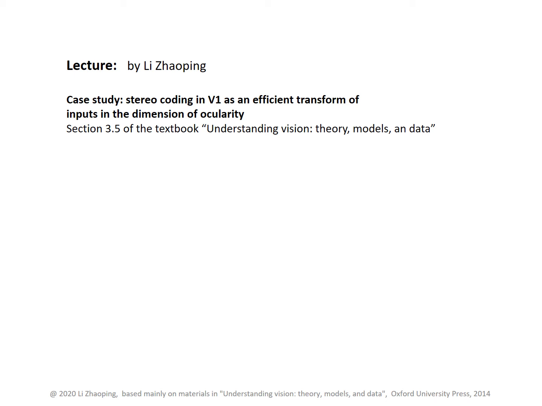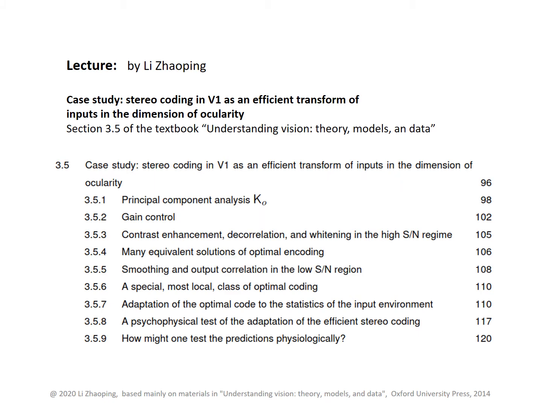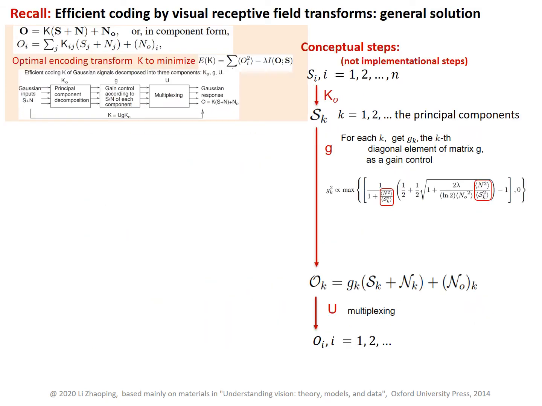Now let's apply the efficient encoding transform to the case of encoding binocular inputs. This topic is covered by this section of the textbook. First, we briefly recall a general solution for encoding Gaussian input signals.